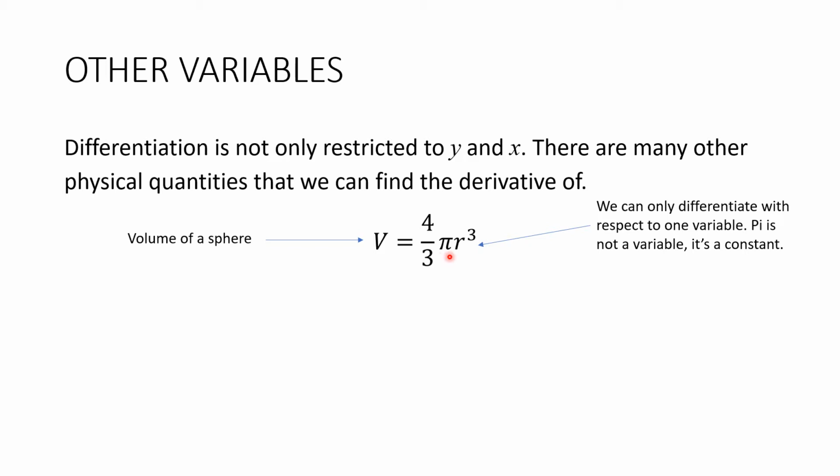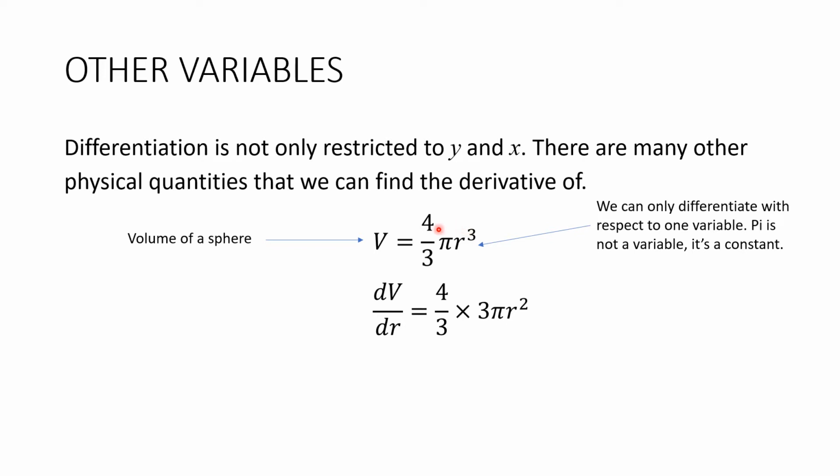So we couldn't have x and y here, or r and t, for instance. It wouldn't work. But pi is not a variable, it's a constant. It's a number. So this is going to be fine. We're going to do dV dr. So we're going to find the derivative of V with respect to r. Let's have a look what we've got.